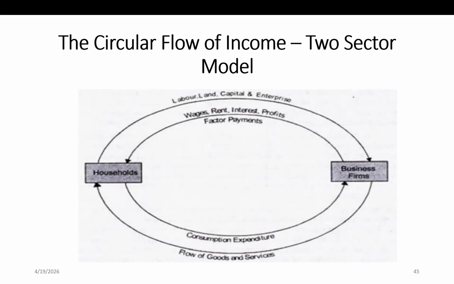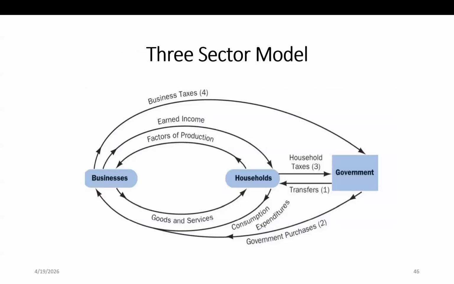So then the business firms are using these factors of production to produce goods and services, and the households are buying these goods and services from the business firms by paying money. That is the consumption expenditure. So that is about the two-sector economy.